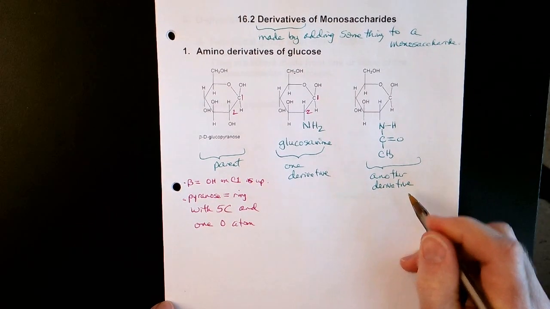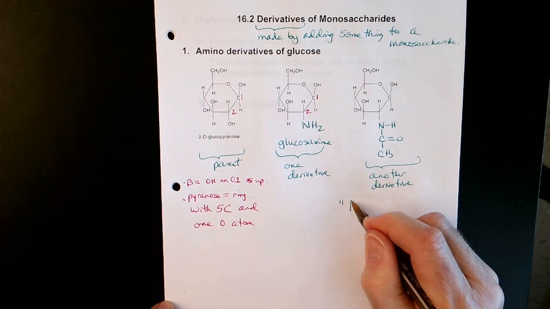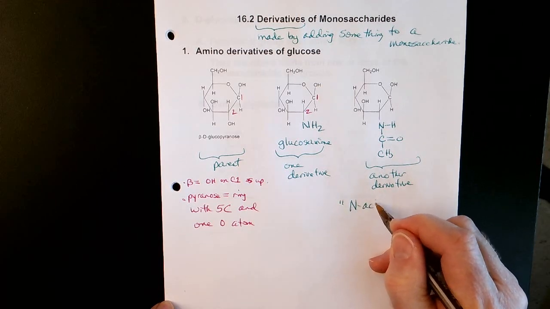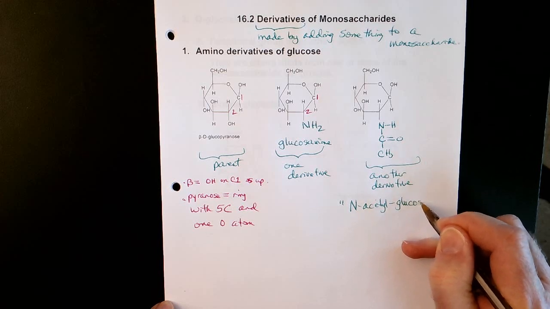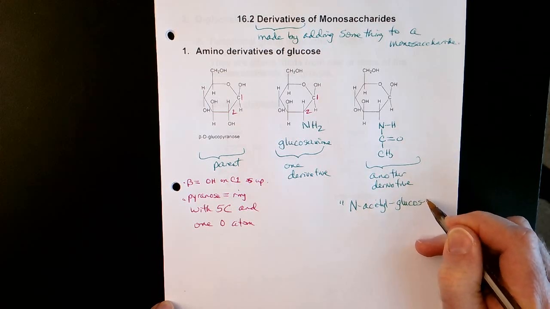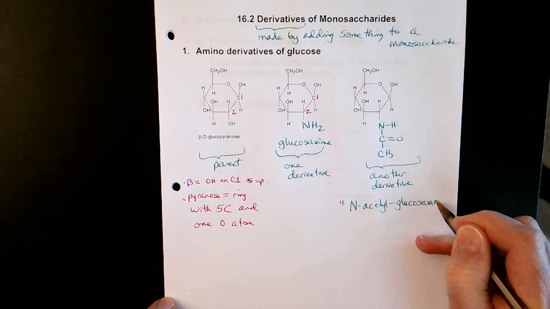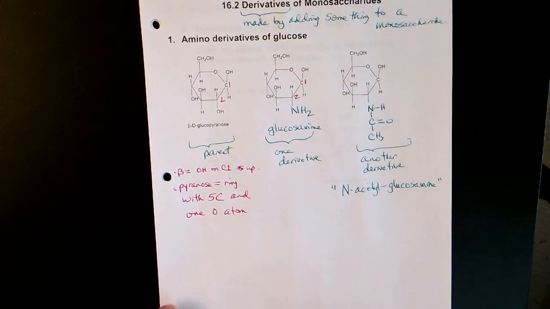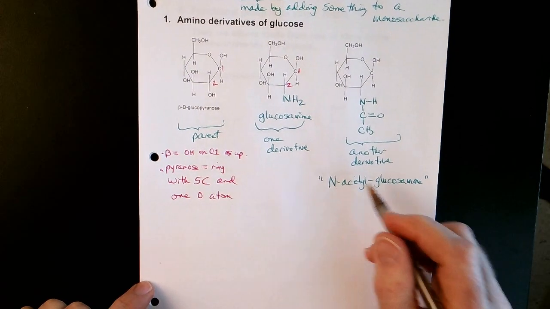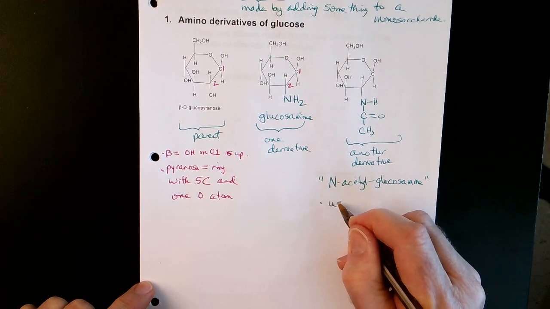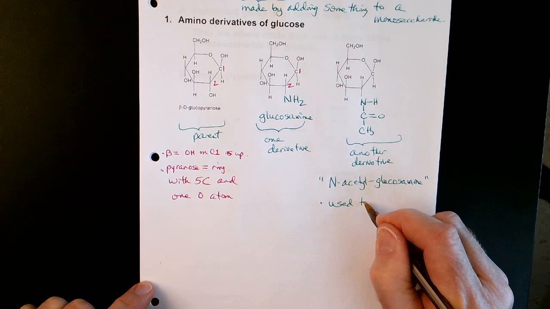And this one has a name, N-acetyl glucosamine. And that one is not just a folk remedy. That's an actual constituent that your body uses to make cartilage.